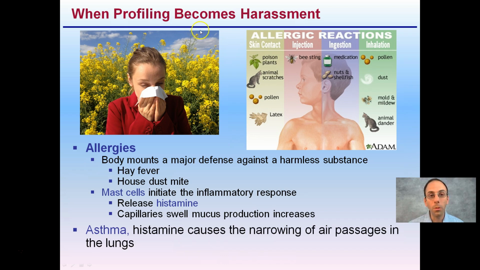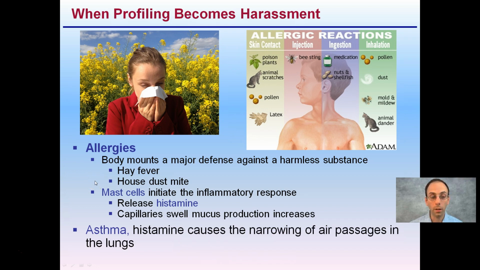So when proliferating becomes harassment. What are allergies? Well, allergies in the general sense are when the body mounts a major defense against a harmless substance. That's what the whole point about allergies is about. So we have that itchy eyes, that runny nose, that swelling, and it's this major defense despite the substance that it's reacting to being completely harmless. Hay fever and house dust mites are examples.